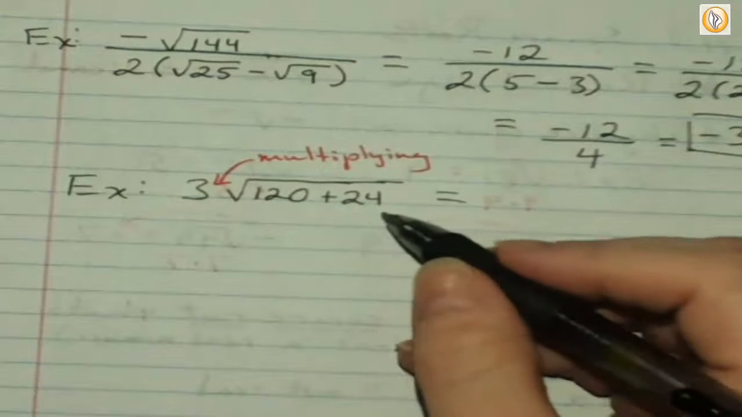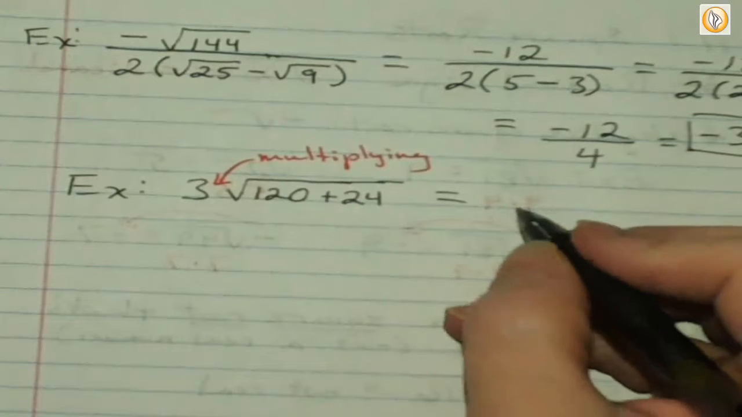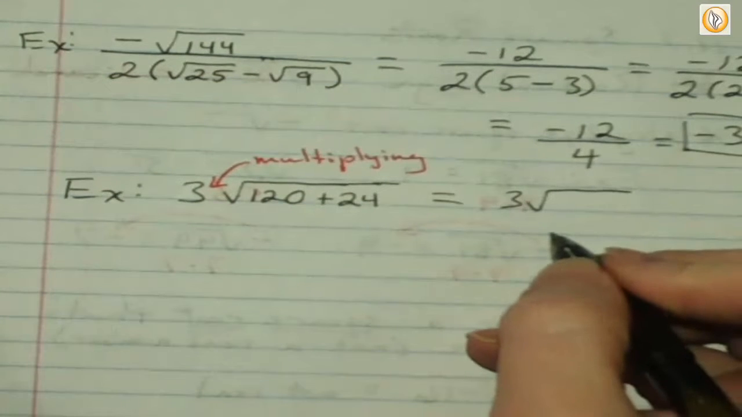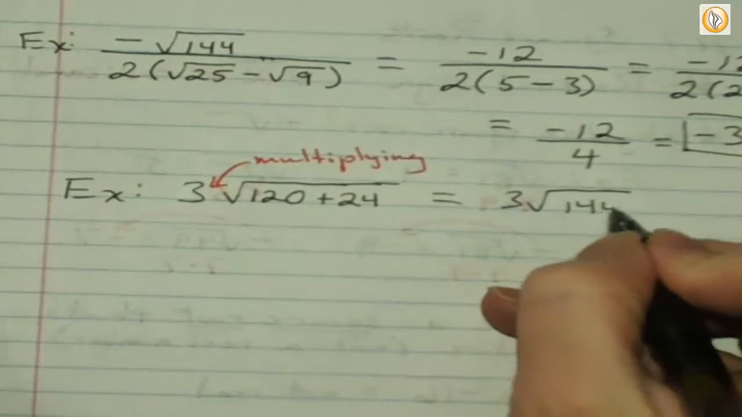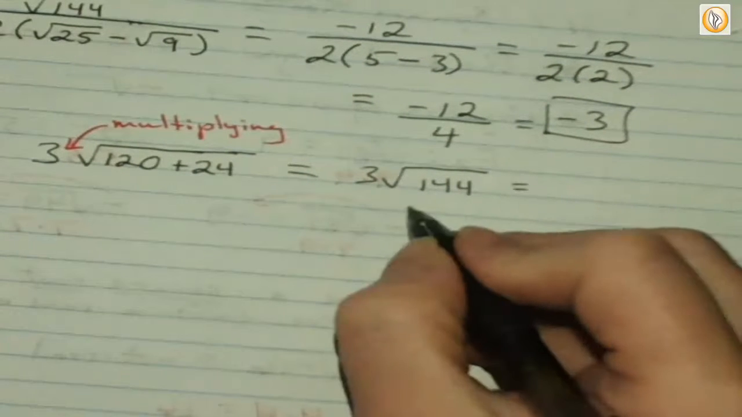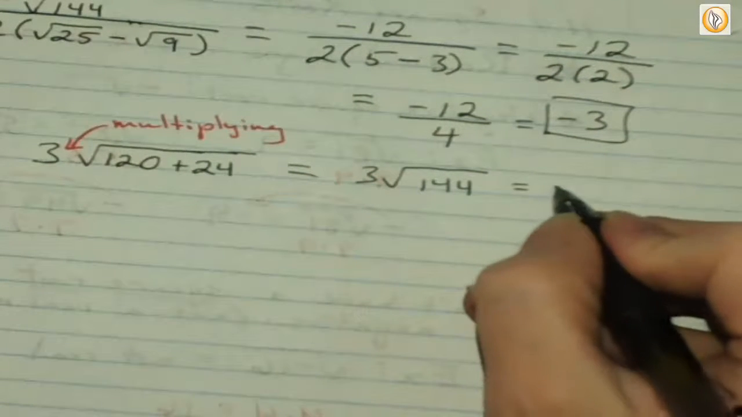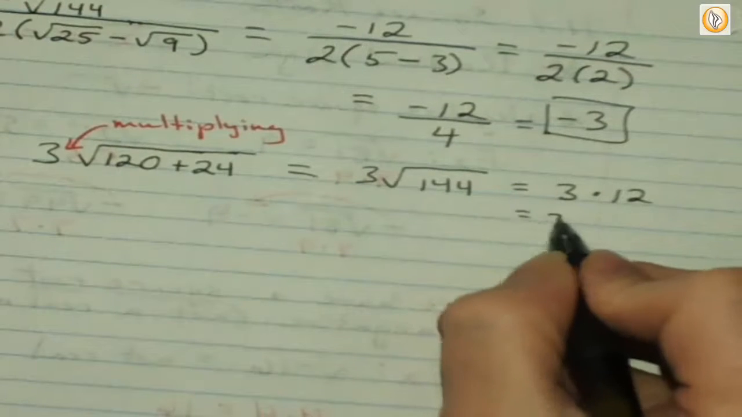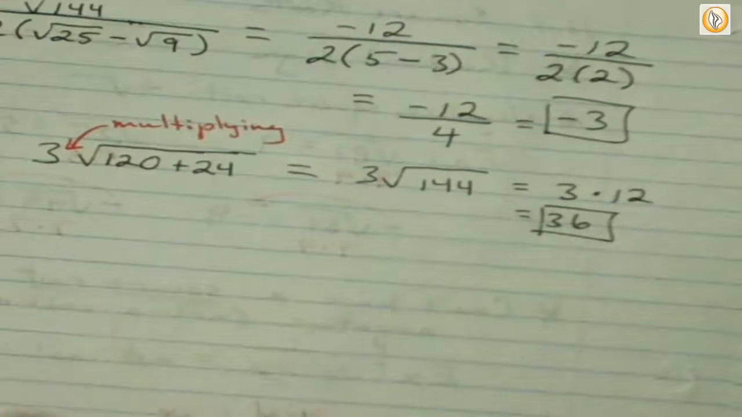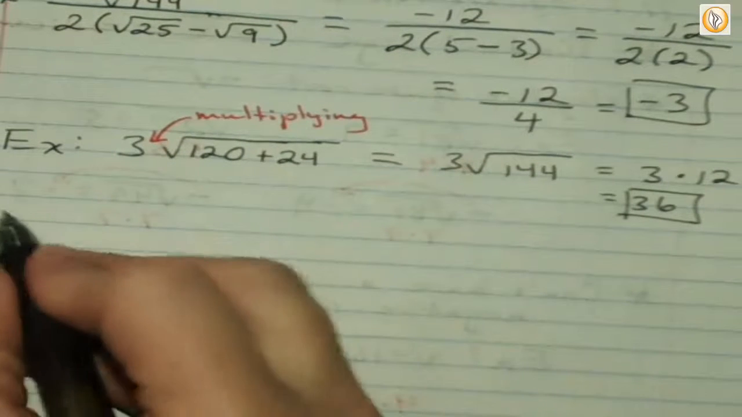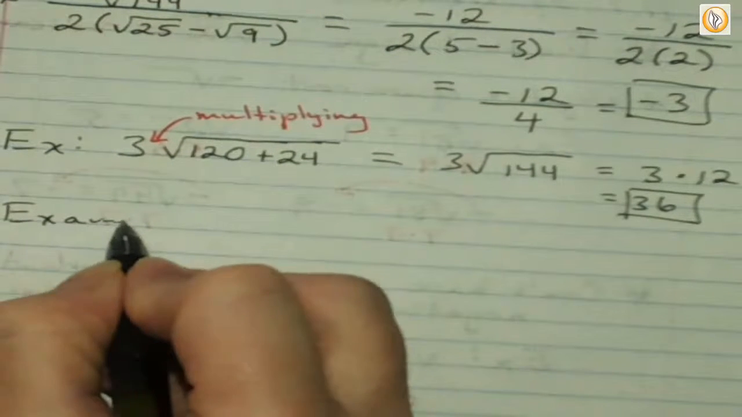Okay, what is 120 plus 24, Joseph? Oh, I know. 144. Okay, so this is 3 times the square root of 144. What is the square root of 144? 12. So it's 3 times 12. What is 3 times 12? 36. There you go. Any questions? No. All right, open your book.